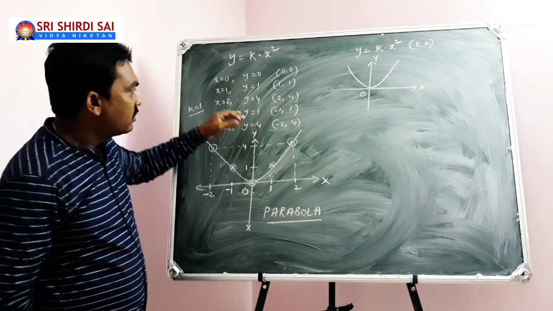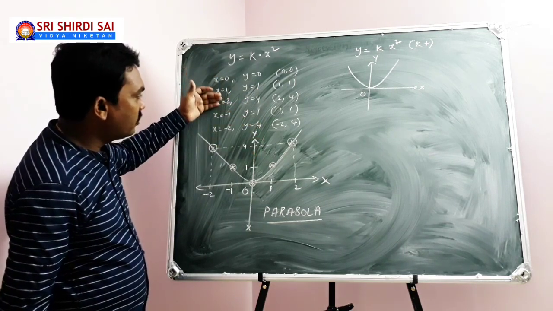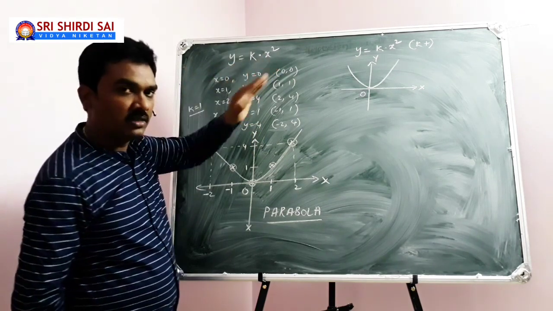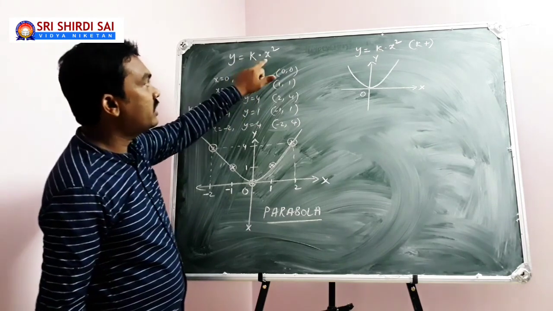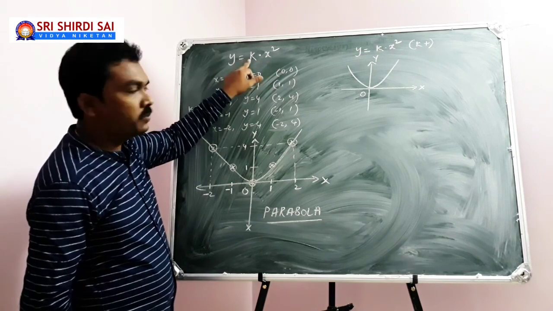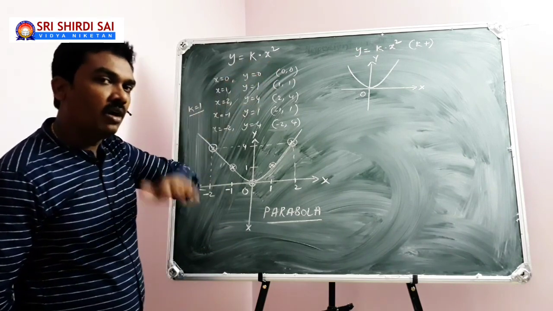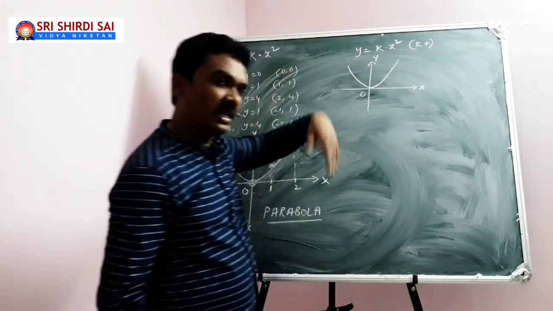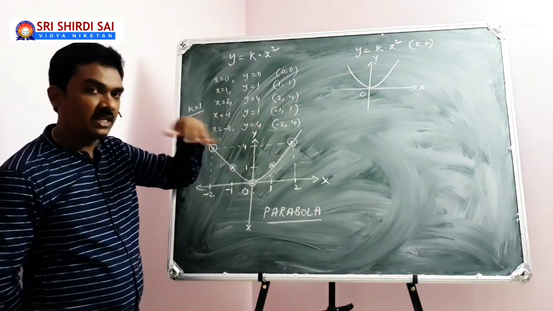Shall I repeat? When x equals 0, 1, 2, 3 and so on, y equals kx² if you have substituted. x² is always positive because there is a square. If k is positive, y takes all positive values. That's why your curve will be this way, above the x-axis, in the positive y region.